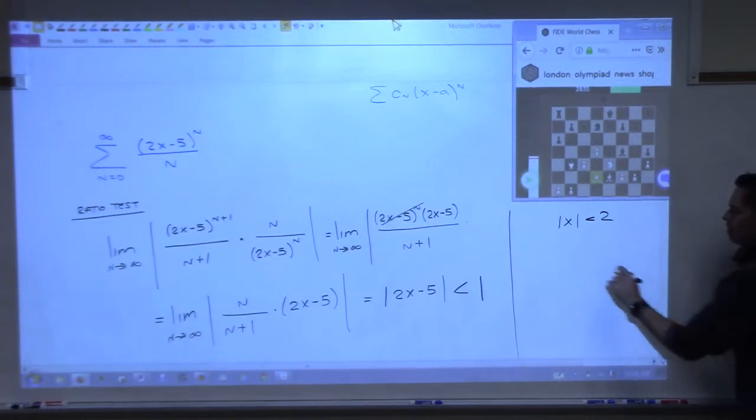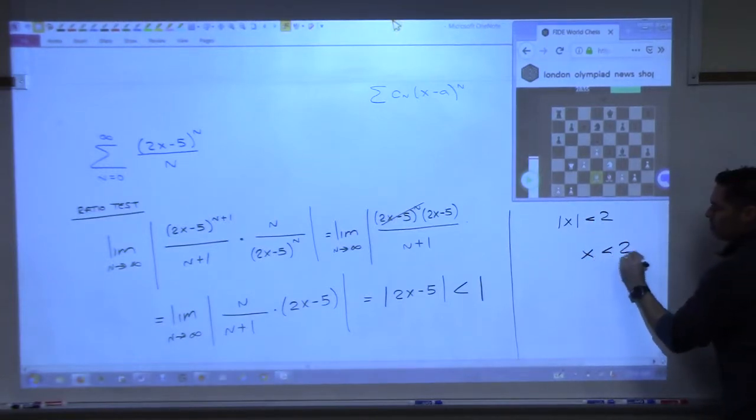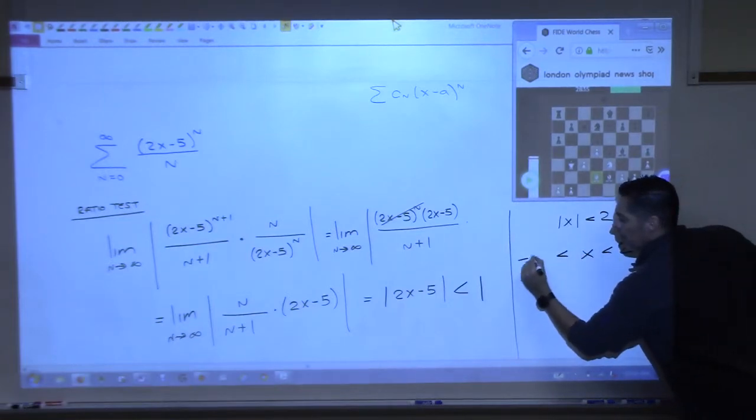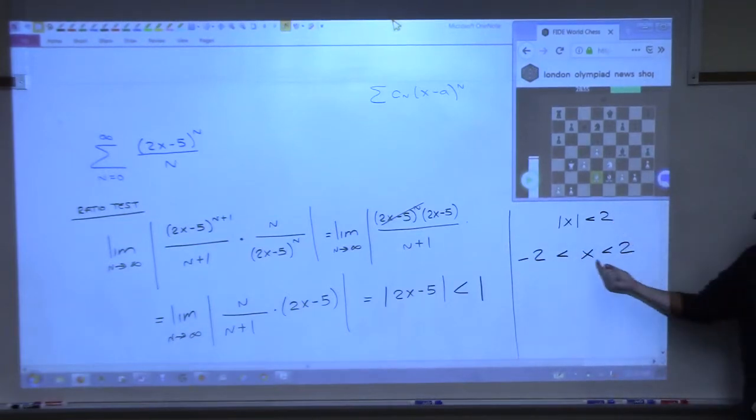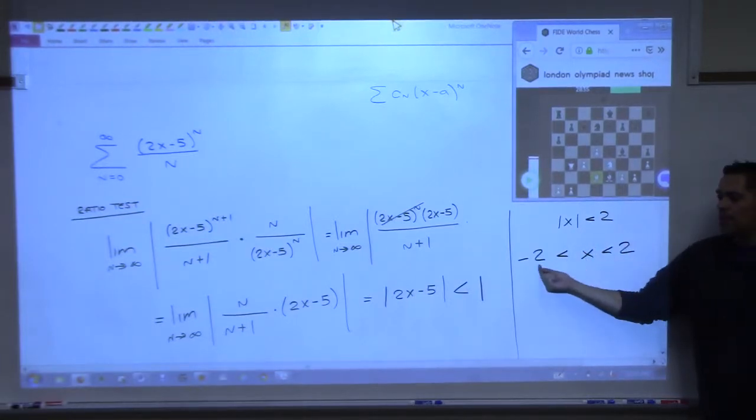Okay, time to learn. You drop the absolute value sign: less than 2. Same thing? Greater than negative 2. So if you're saying the absolute value of x must be less than 2, that means that x has to be less than 2 and greater than negative 2.